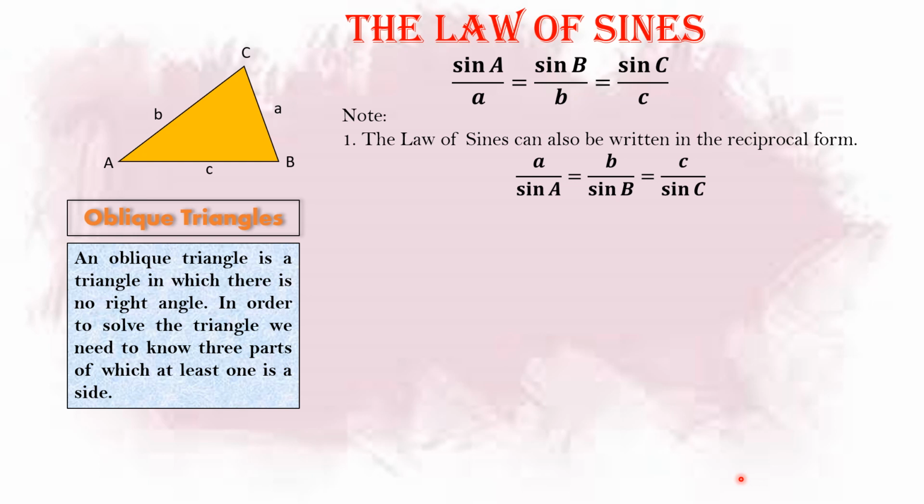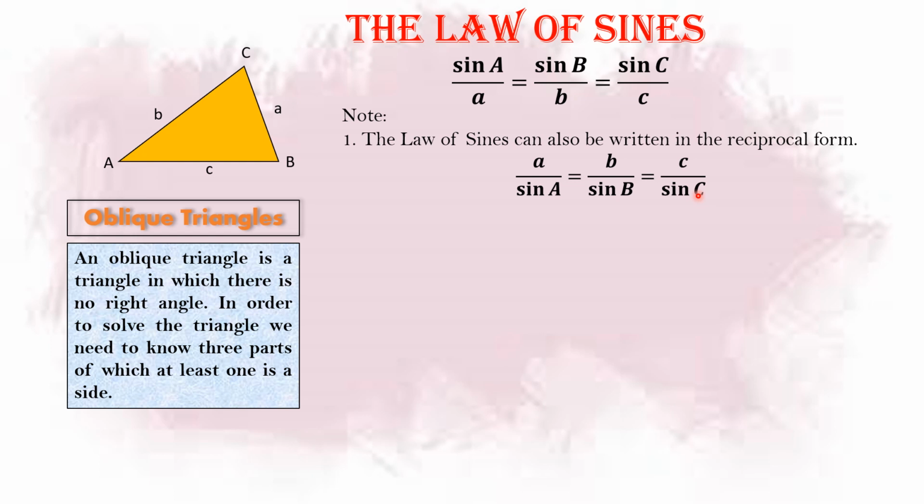So, ano nga ba yung reciprocal form? That is yung kabaliktaran niya. Just like this one: from sine A over A is equal to sine B over B is equal to sine C over C, yung mga numerator natin is gagawin natin siyang denominator, and then yung denominator is mapupunta siya sa numerator. So, magiging A over sine A is equal to B over sine B is equal to C over sine C. So that's the first one.